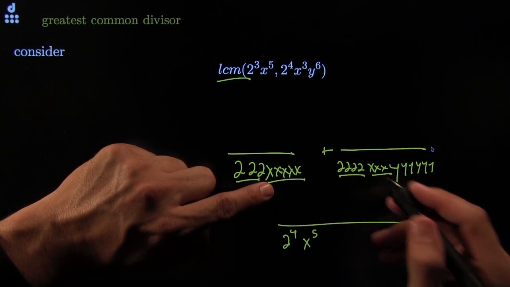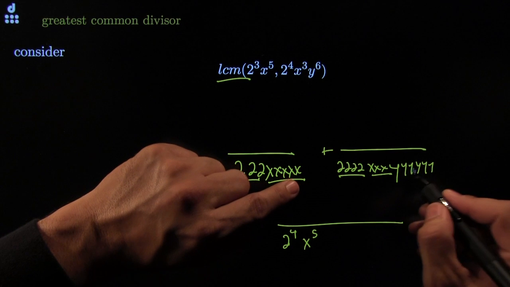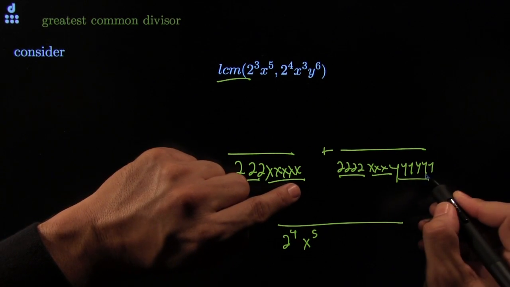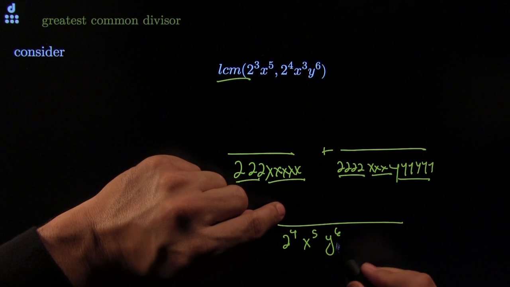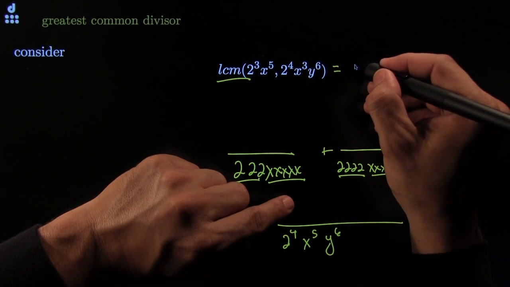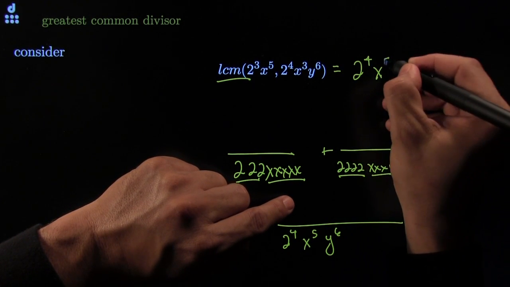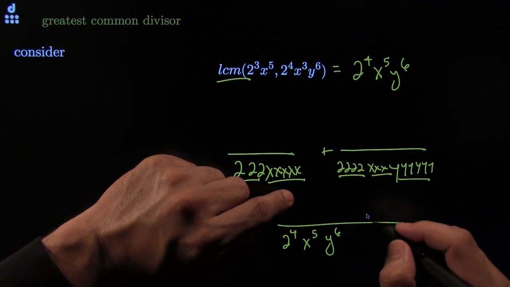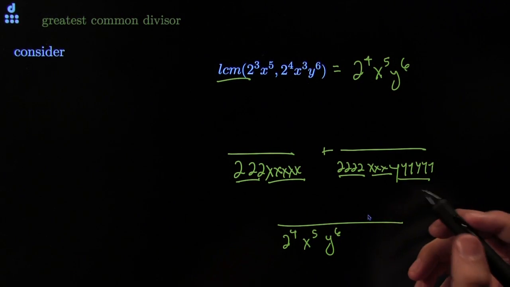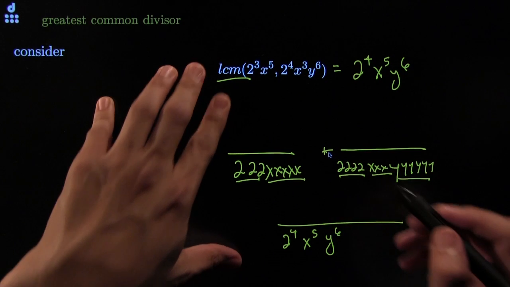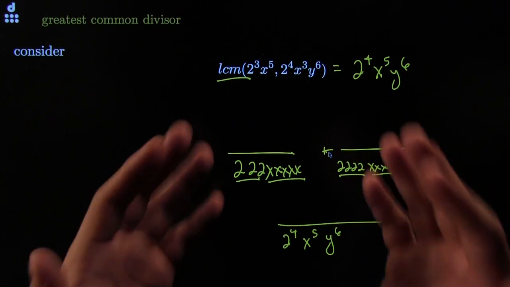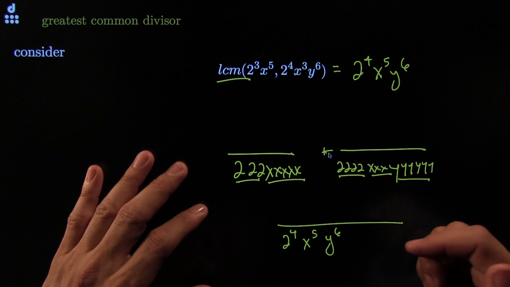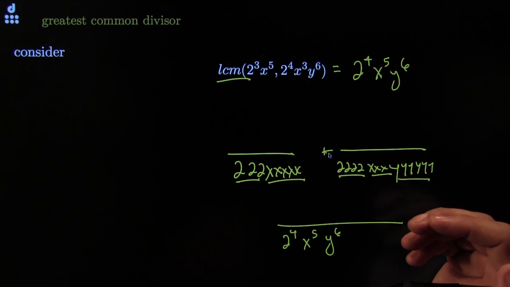I would need both of them to have the same number of y's. This one's got 6 y's and this one has none. So I need both of them to have 6. So the LCM would be 2 to the 4th, x to the 5th, y to the 6th. So whenever you think LCM, think adding fractions. Hopefully that helps you keep the distinction clear and helps you remember how to compute each of them.